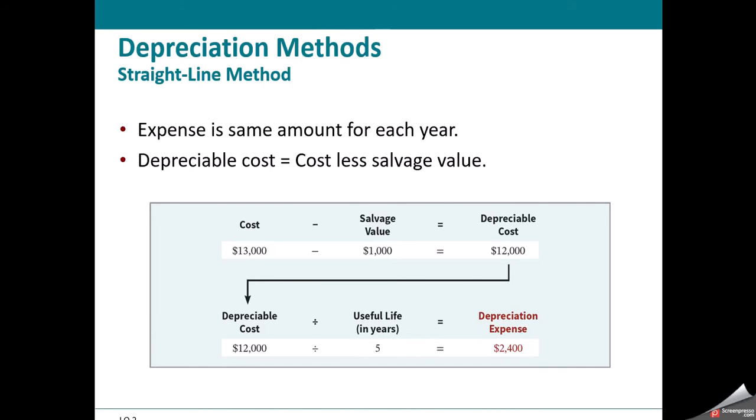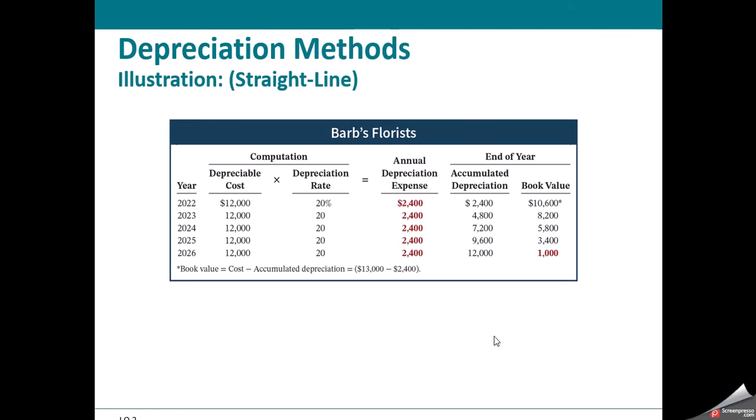The first one, I always think, is the easiest one, the straight line method. You just take your cost minus your salvage value, so this is what's depreciable, and then you take that and divide it by your service life. So if it's $12,000 that is going to get used up over the life of this truck, divide that by the 5 years, we're going to depreciate $2,400 a year.